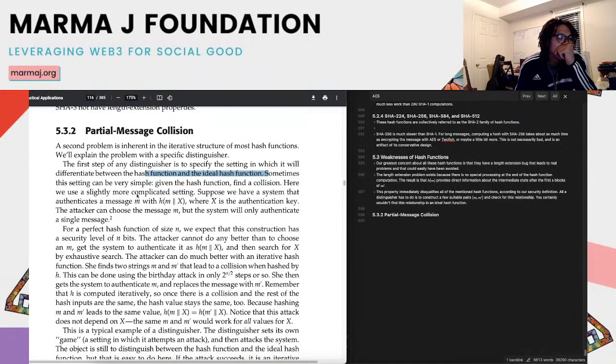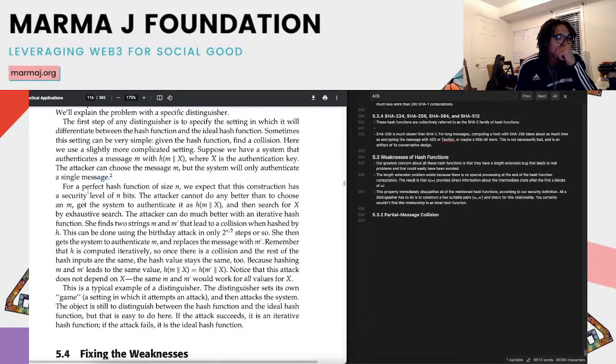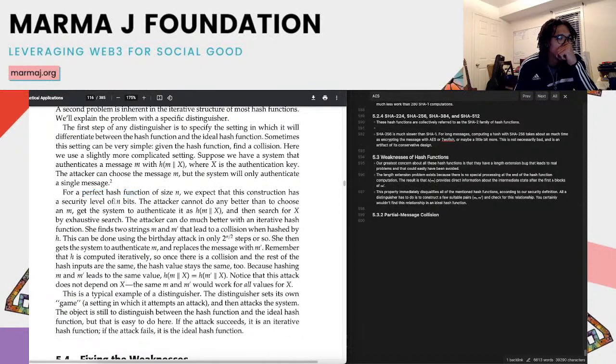Here we use a slightly more complicated setting. Suppose we have a system that authenticates a message M with H(M, X), where X is the authentication key. The attacker can choose the message M, but the system will only authenticate a single message. For a perfect hash function of size n, we expect that this construction has a security level of n bits. The attacker cannot do any better than to choose an M, get the system to authenticate it as H(M, X), and then search for X by exhaustive search.